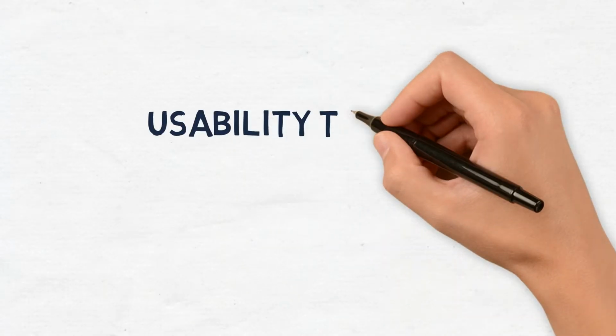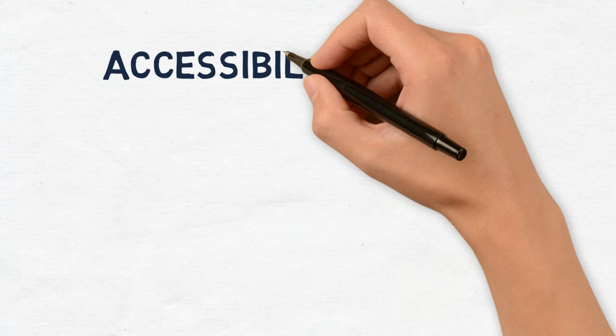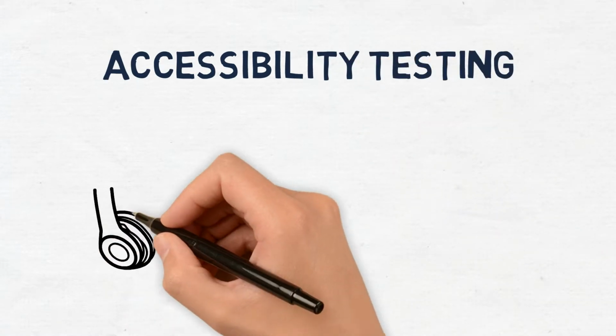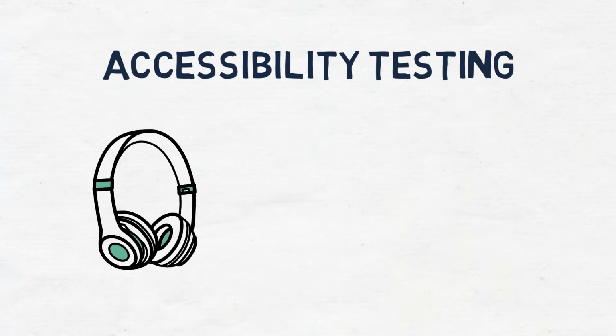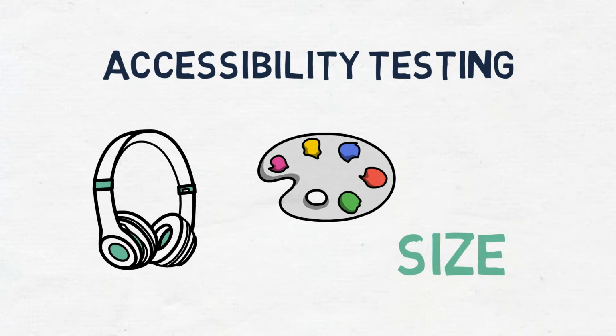In this video, we're going to dive into the difference between usability and accessibility testing. Accessibility involves making your website or application friendly for people with disabilities. For example, audio support for blind users, color and contrast for the colorblind, font size for the visually impaired. The objective is to ensure the application is accessible by all.